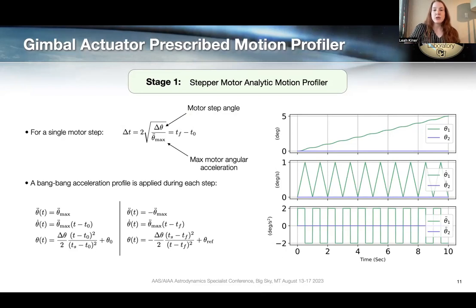So we assume that we know the step angle of each motor, and this is the angle that the stepper motor rotates through for a single step. And we also assume that we know the maximum angular acceleration of these stepper motors. So once we solve for this time, a bang-bang acceleration profile is applied during each step. So during the first half of the step, we apply these equations on the left, and during the second half, we apply the equations on the right.